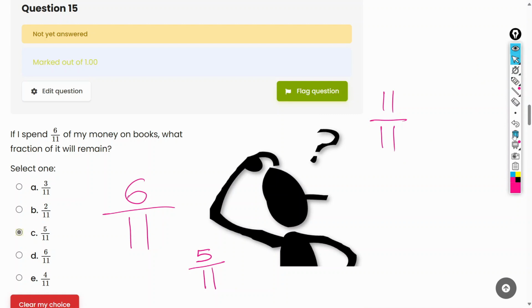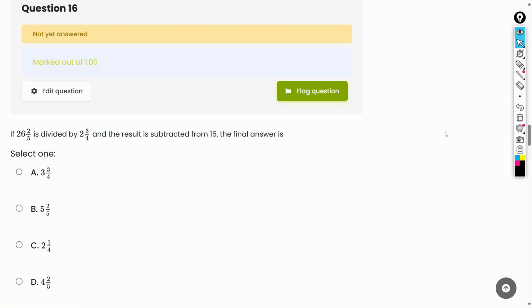26 whole number 2 over 5 is divided by 2 whole number 3 over 4, and the result is subtracted from 15. Find the final answer. So let us divide first. 26 whole number 2 over 5 divided by 2 whole number 3 over 4. First, we should change these to improper fractions. You multiply your denominator by your whole number and then add the answer.